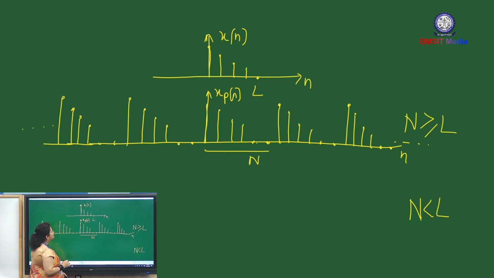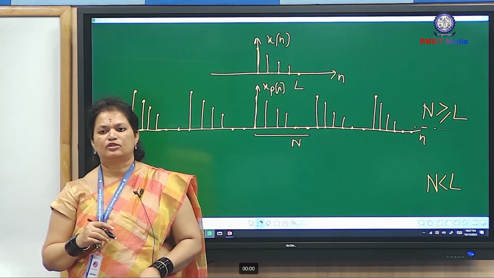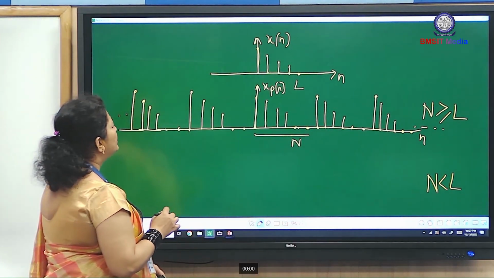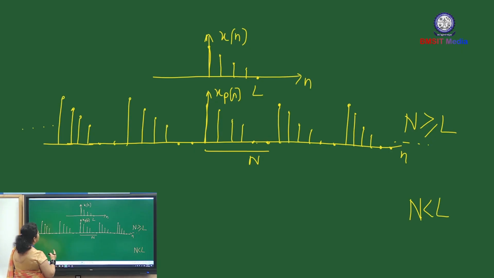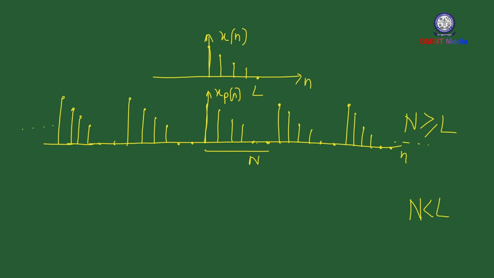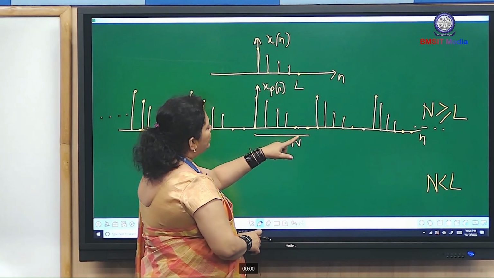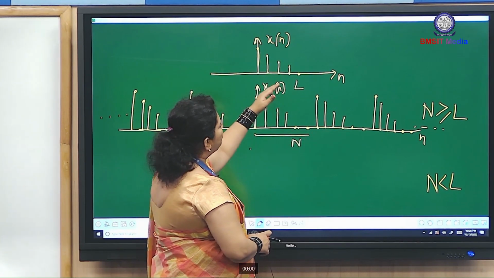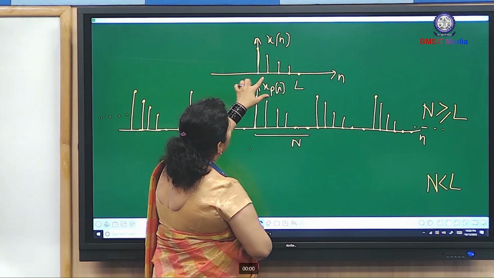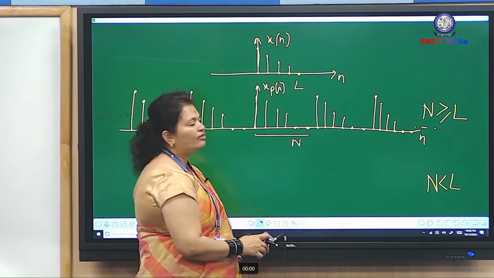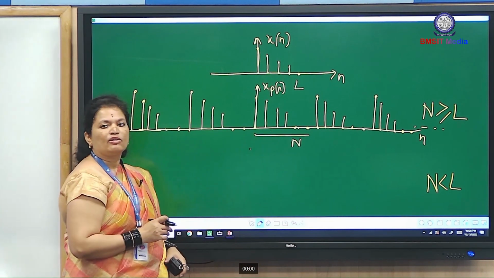Now from this, if you look at these two, x of n and xp of n, we can easily say that I can extract x of n from xp of n, because xp of n is the repetition of x of n. So in this duration, when our n is varying from 0 to n minus 1, when we observe, we can see that our x of n is same as our xp of n, when n is greater than or equal to L.